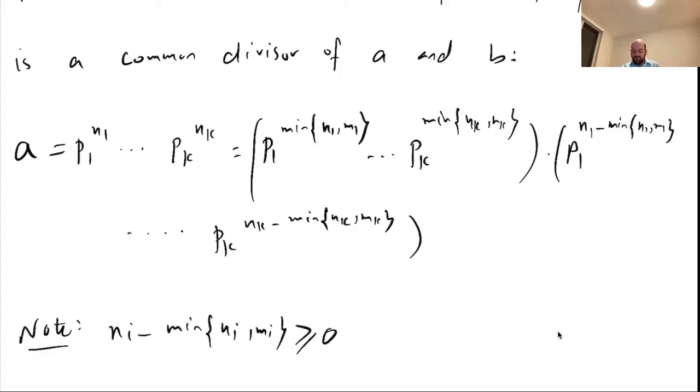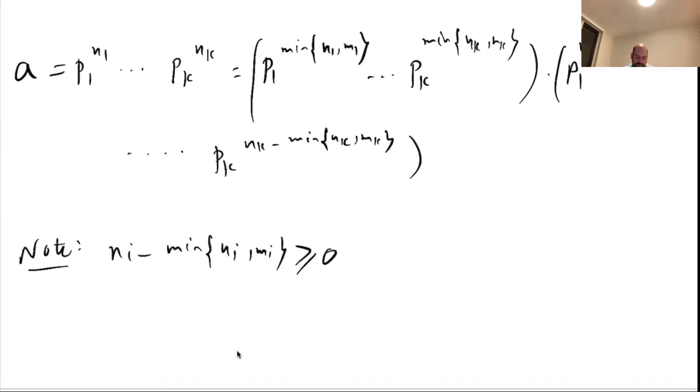Now, if you look at A, this is number A, and I have a number D appeared times this number, which I need to be an integer, and that means I need the powers to be non-negative. What are the powers? Powers of the form Ni minus minimum Ni Mi, which is always non-negative. Why? Because the minimum of two numbers is less than or equal to both numbers, right? So minimum Ni and Mi is of course less than or equal to Ni. Therefore, Ni minus minimum is non-negative. So that means D divides.